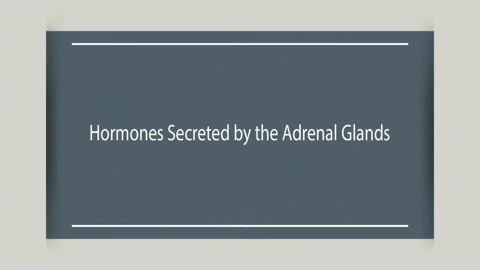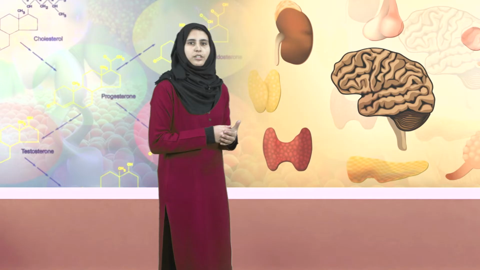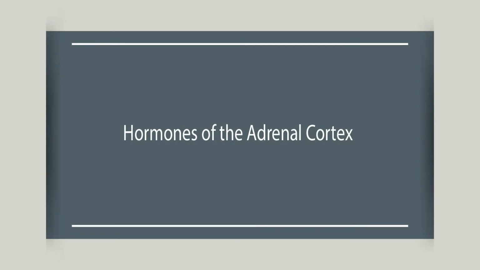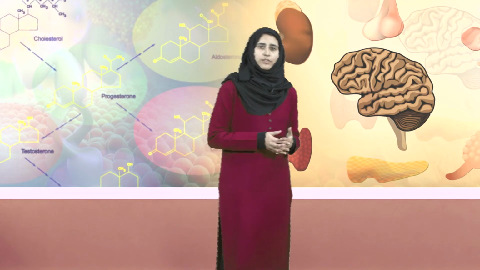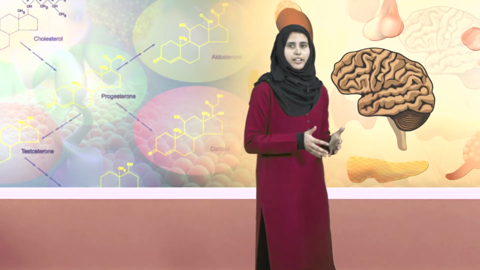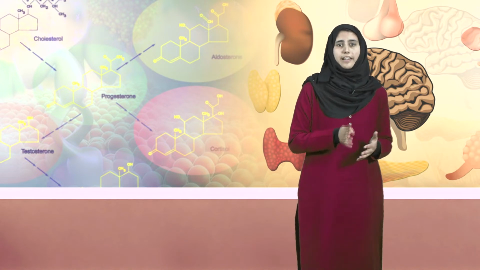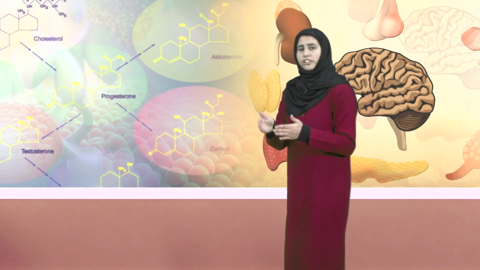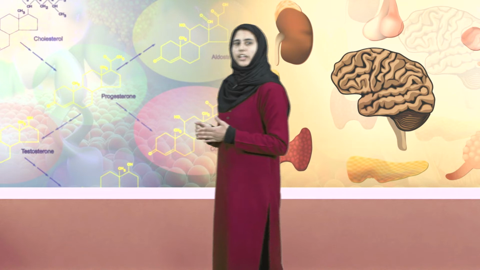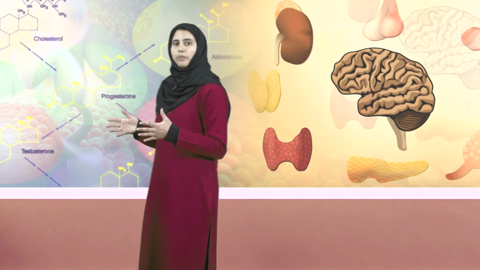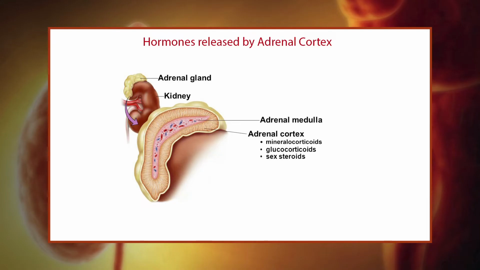Now, we will describe the hormones secreted by the adrenal glands. So, let us begin with the hormones of the adrenal cortex. As we described earlier, the adrenal cortex consists of three zones and each zone secretes different hormones. The outer zone of the adrenal cortex secretes hormones called mineralocorticoids. They are named so because they affect mineral homeostasis.